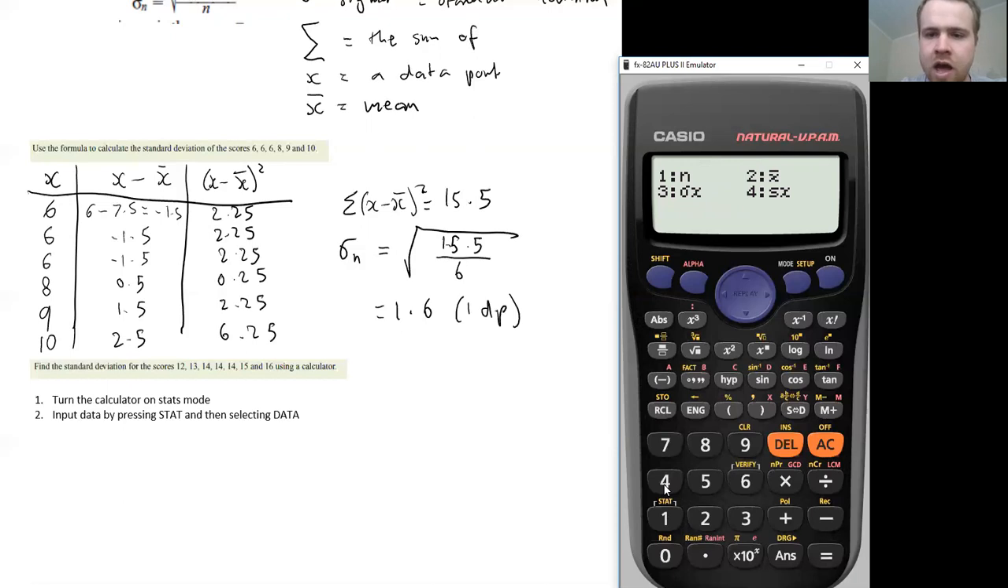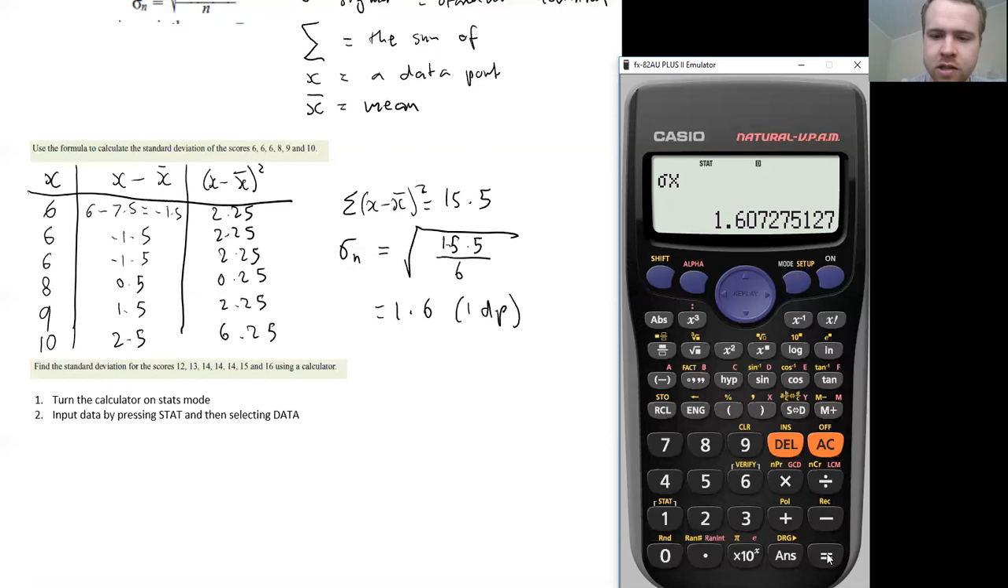Okay, and now here we have a whole bunch of different things we can find. We can find the number of data points by pressing 1. We can find the mean by pressing 2. But what we're interested in is sigma, the standard deviation. So when I press 3, guess what's going to happen? It comes up on our screen, and then I can press equals, and we have our standard deviation here. And you can see there, I was correct in the way that I calculated it from the table. So that's how you do it using your calculator.